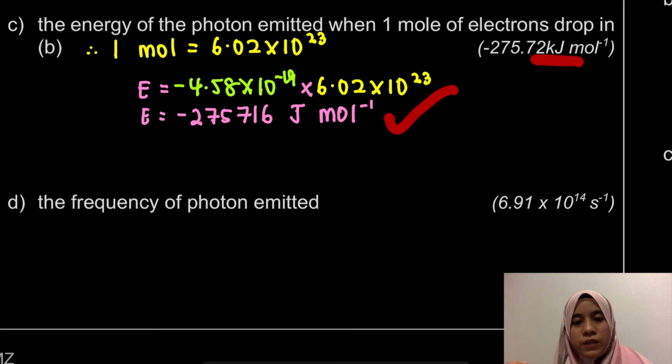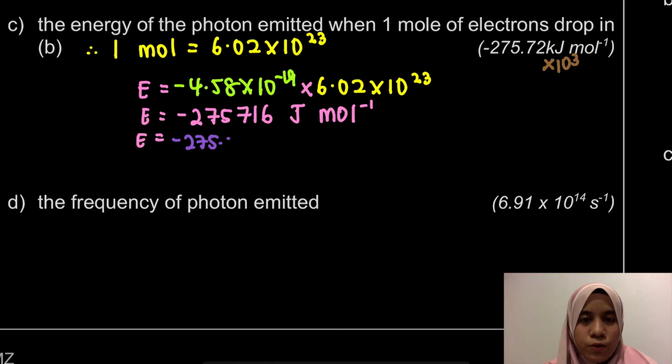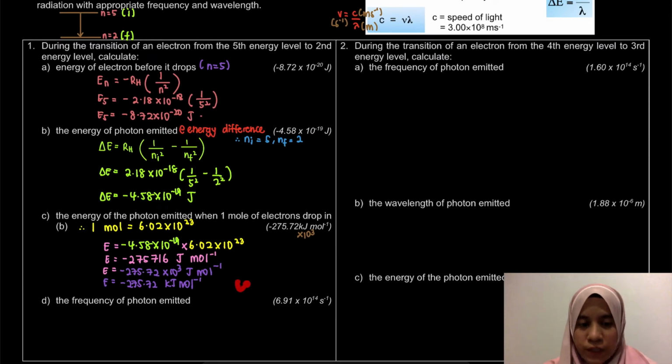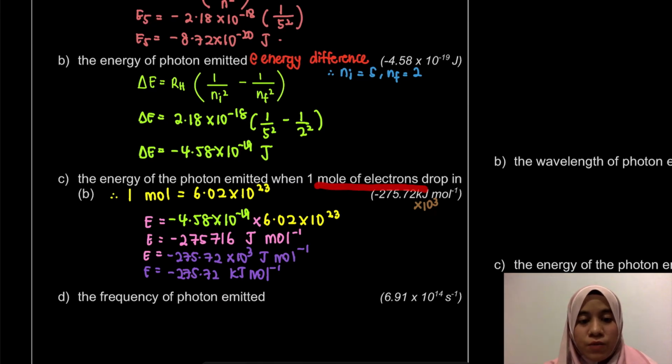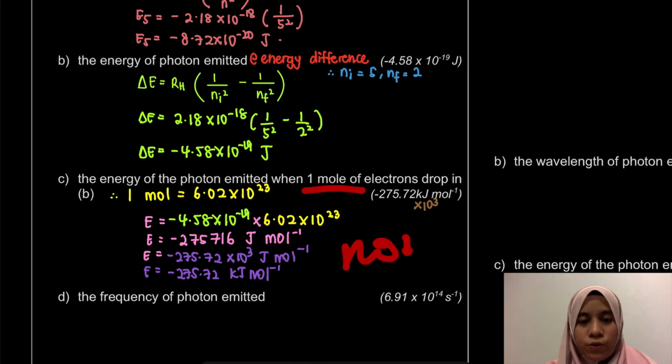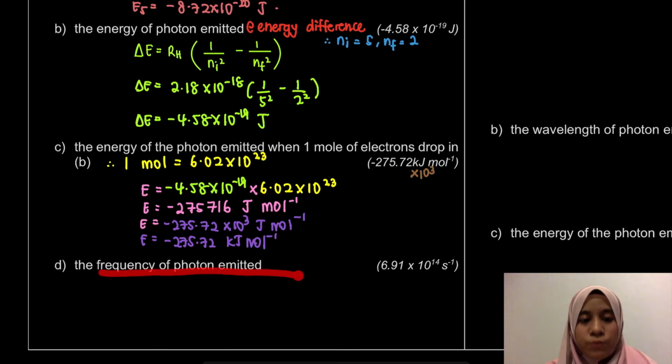But why is the answer here given in kilojoule per mole? Remember, kilo means exponent 3. So I'm just going to rearrange it to get exponent 3, and simplify it to kilojoule per mole. So that's for question C. This one is a bit different. When the question asks for 1 mole, multiply the energy of photon by Avogadro. Remember, the unit has per mole.